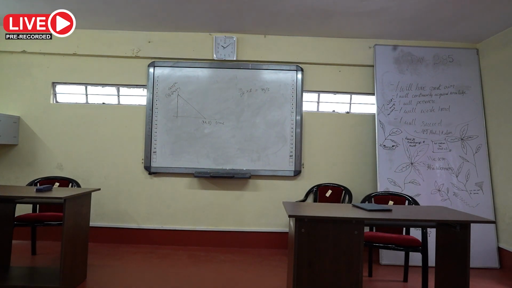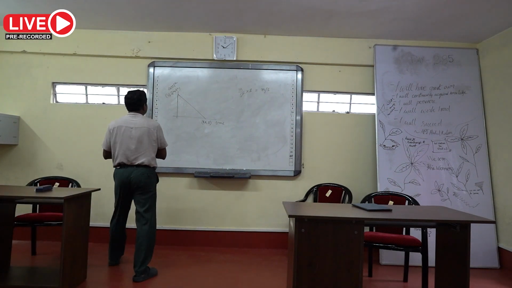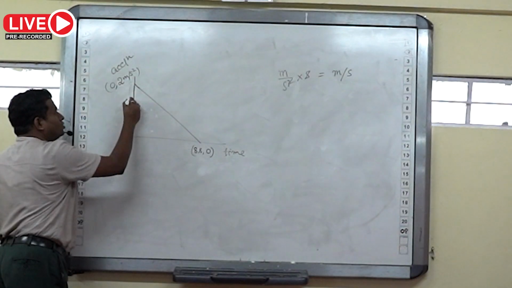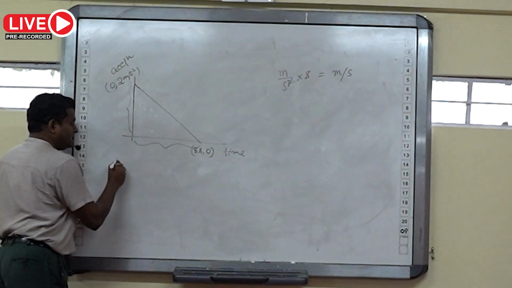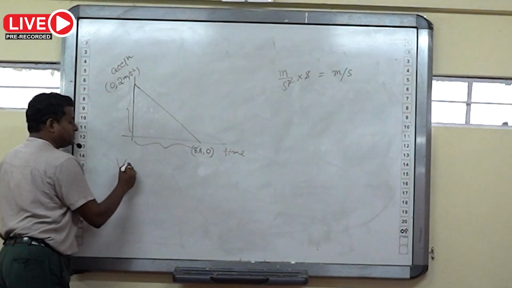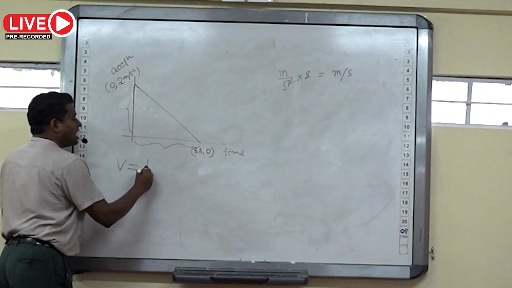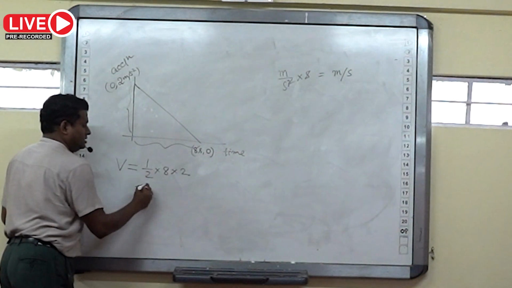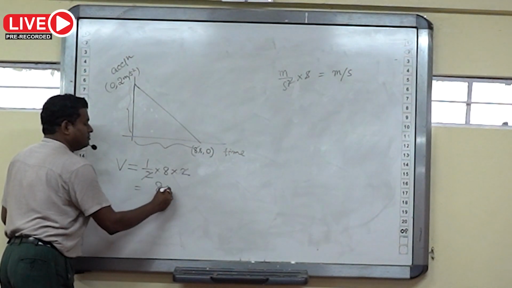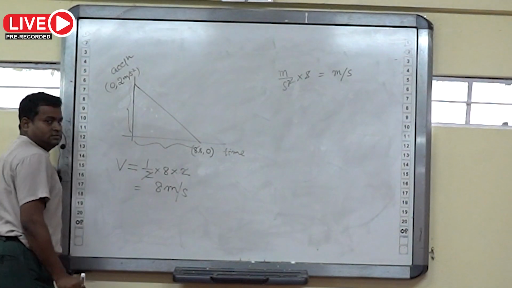So this one is acceleration time graph. Calculating the area, I can write this length is 2, this length is 8 seconds. So this area will represent velocity, means half into base into height, that will be 8 meter per second.